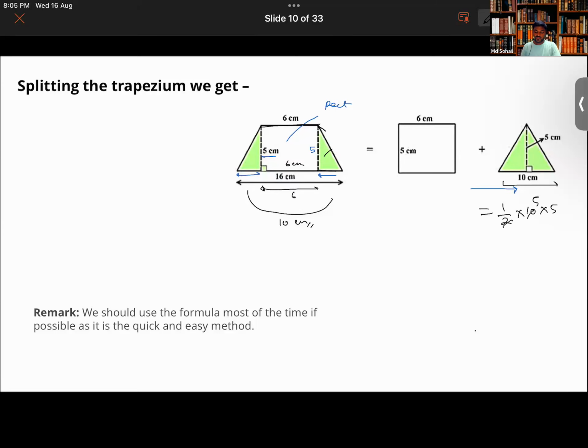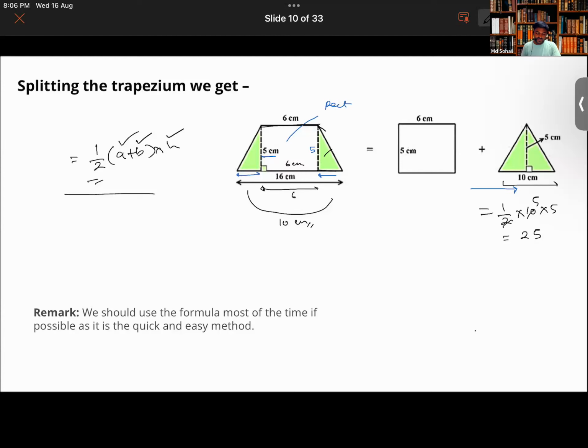When will we know that we have to use the formula, and when will we know that we have to make the rectangles and two triangles? You will have to decide based on the question. Generally the formula is half into a plus b into height. So if you are provided with the values of both the length of the parallel sides and the height, then you can use it. In this figure also, the lengths of the parallel sides and the height are provided, so it's better to use the formula.